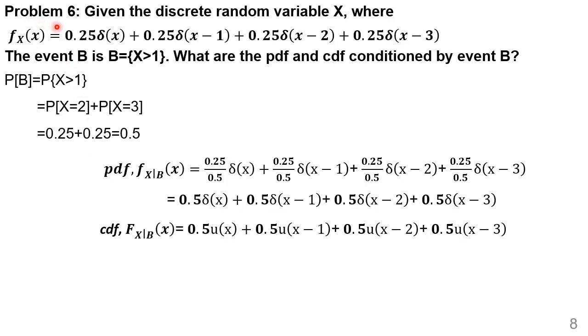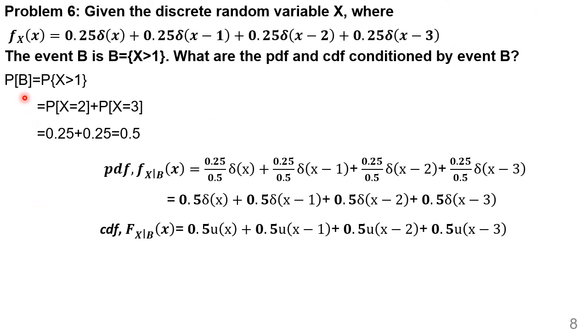To solve the sixth problem, we have been given the discrete random variable X, where the PDF f_X(x) is equal to 0.25 delta of x plus 0.25 delta of x minus 1, 0.25 delta of x minus 2, 0.25 delta of x minus 3. Here the event B is defined as X greater than 1. What are the PDF and CDF conditioned by event B?